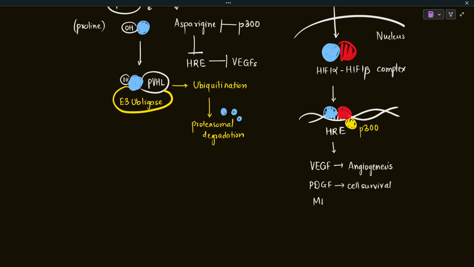Then it also transcribes the matrix metalloproteinases, which are going to facilitate the tissue remodeling, which is quite important under the hypoxia conditions. Then it is also going to upregulate angiopoietin.